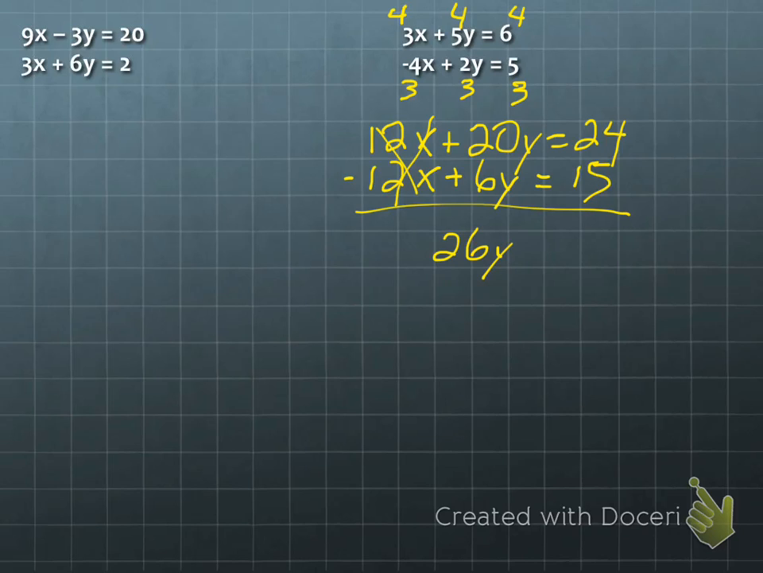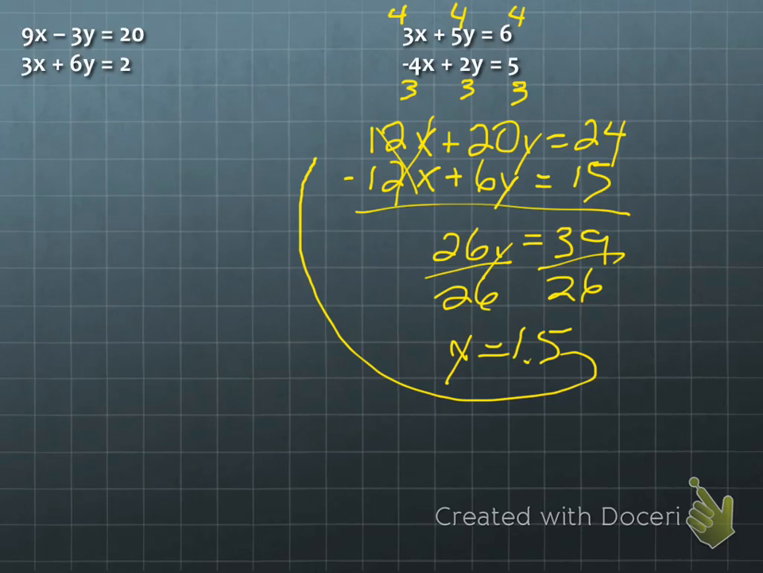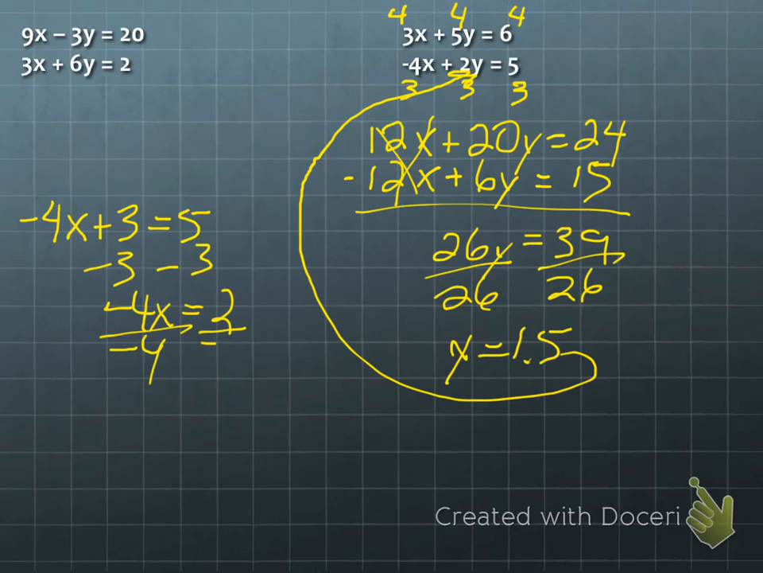I'm left with 26y equals 39. Divide both sides by 26. And so y is equal to 1.5. Plug it back in for y of the second equation, which I'm going to do because it looks easier. So I get negative 4x plus 2 times 1.5, which is 3, equals 5. Subtract 3 and divide by negative 4. x is equal to negative 1/2. Write it as an ordered pair. Negative 1/2, 1.5.